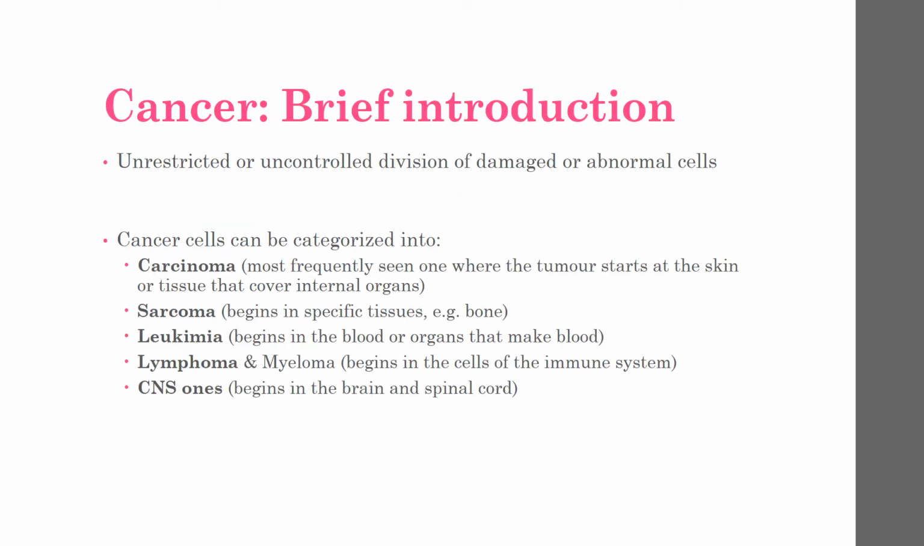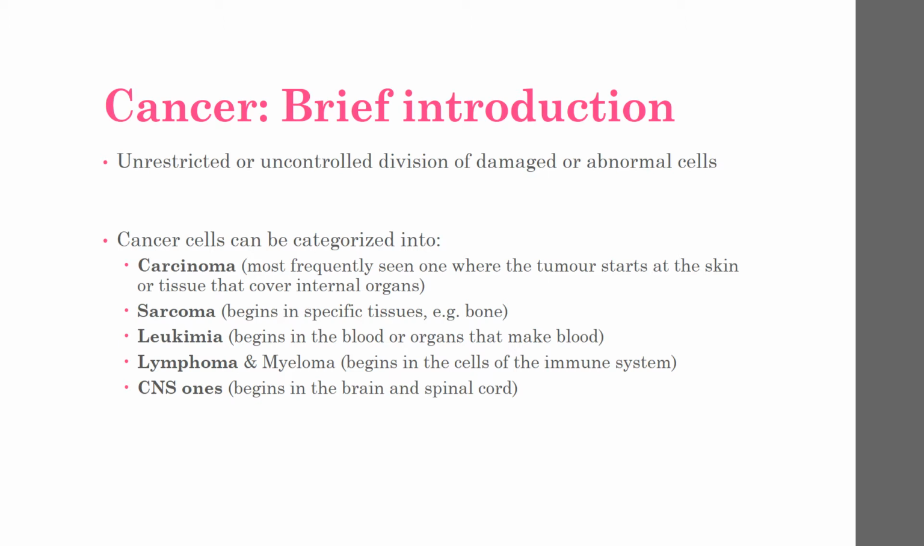Now, cancer is basically the unrestricted, unregulated, or uncontrolled division of any damaged or abnormal cells. And cancer can be categorized into 5 categories. One is carcinoma, the one that we can see more frequently, where the tumor starts at the skin or the tissue and it covers the internal organs.